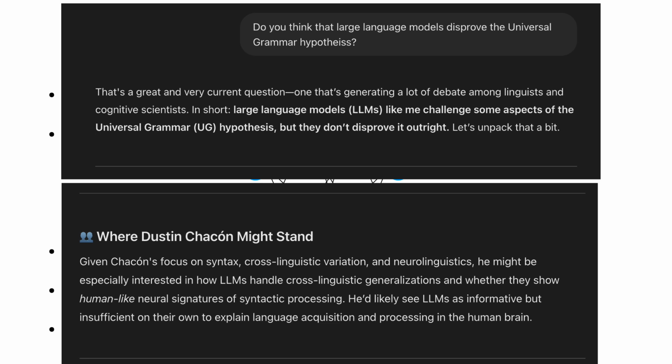Given Chacon's focus on syntax, cross-linguistic variation, and neurolinguistics, he might be especially interested in how LLMs handle cross-linguistic generalizations and whether they show human-like neural signatures of syntactic processing. He'd likely see LLMs as informative, but insufficient on their own to explain language acquisition and processing in the human brain. I have to say, my jaw dropped when I read that, because that's exactly right. That is essentially my opinion about LLMs and what they tell us about universal grammar.